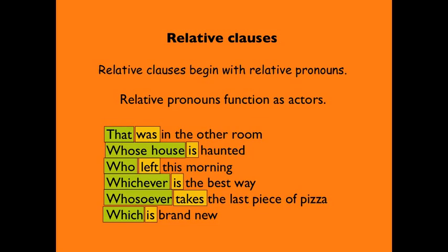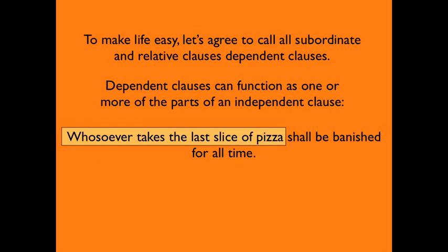So what makes all of these clauses is that they have actors and actions working together, but they can't really stand alone unless you were to turn one or two of them into questions. So that's why they're relative clauses, which are also known as dependent clauses. They can't stand alone. They have to be either inside an independent clause or somehow connected to an independent clause. To make our lives easy, let's agree to call all subordinate and relative clauses dependent clauses because that's exactly what they are. They cannot stand alone.